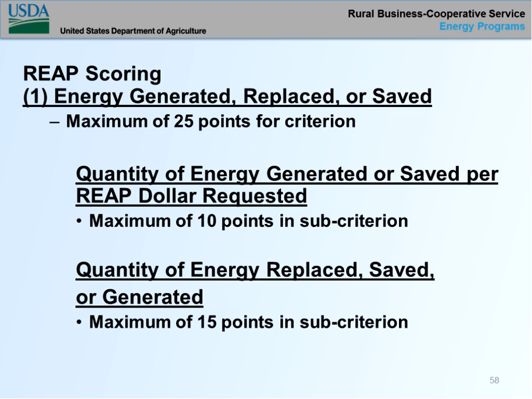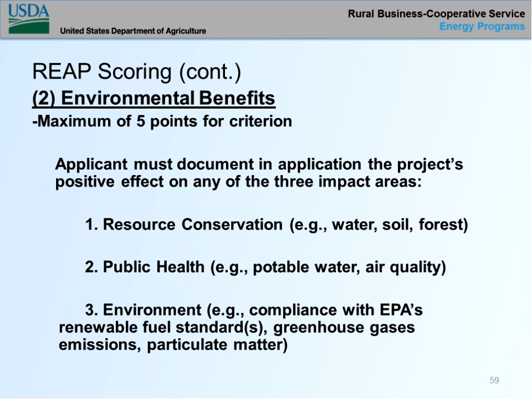I want to touch on scoring. Since it is a competitive process, primarily the grants are in a very competitive environment. Just to touch on how we evaluate projects, how they compete. There's 7 categories for a maximum of 100 points. Projects will either be scored as combination loans and grants, guaranteed loans, or pure grants.